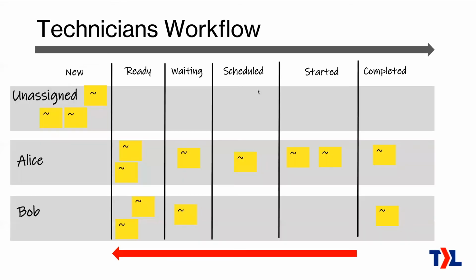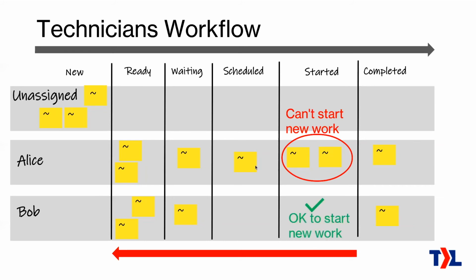So what does that look like? Again, your work is moving from the left towards the right, and the technicians are moving from the right towards the left. They start over here. Obviously, they don't have to worry about the completed column, so they look at the started column. Alice already has work in the started column, so she shouldn't be starting any new work. She should focus on these two tickets and move them over to complete before she starts any new work.